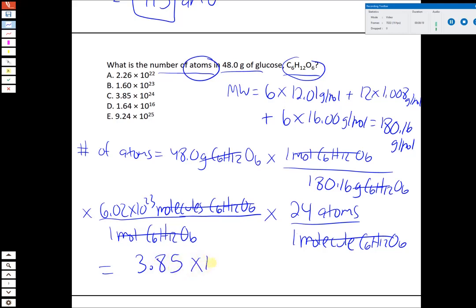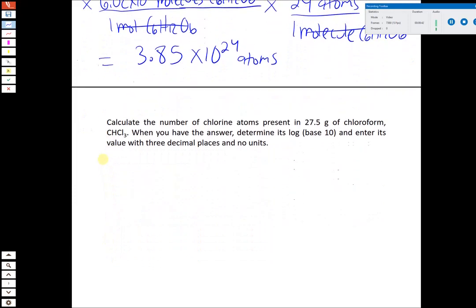So anyway, we get the right number here, 3.85 times 10 to the 24 atoms, which does correspond to choice C, so that would be the correct answer for this question. All right, so as I said, last step here, we have to account for how many atoms are in a single molecule because Avogadro's number in a covalent compound would just give us the number of molecules, not the number of atoms. So that same concept is going to come up on the next 2 problems as well.